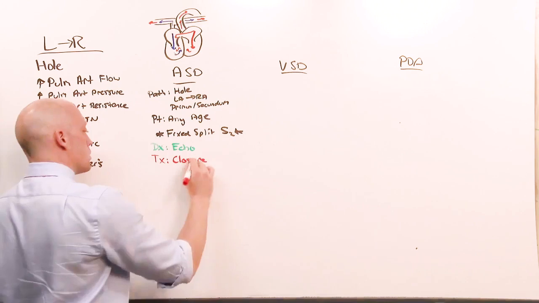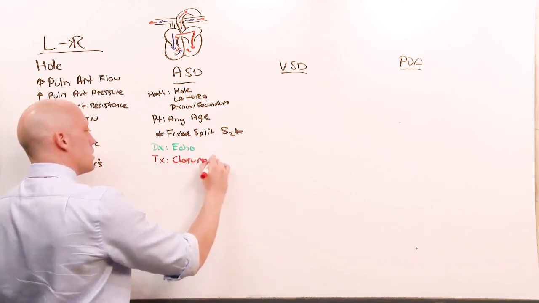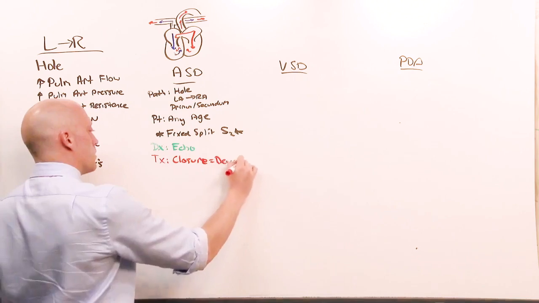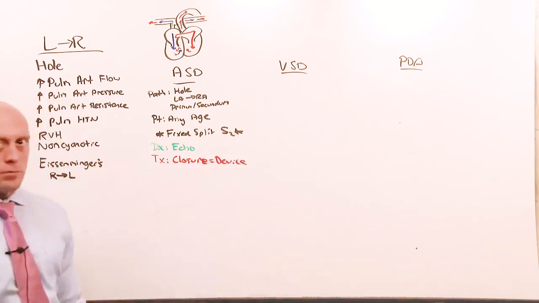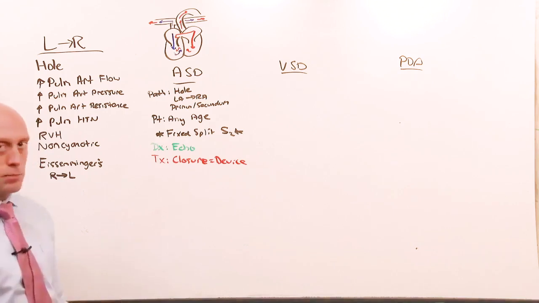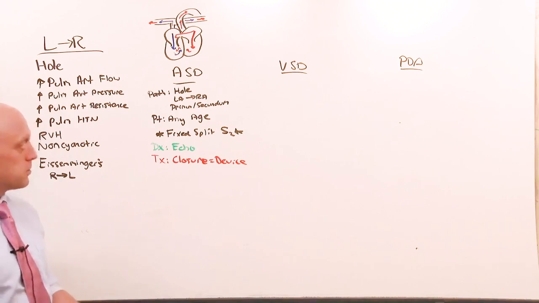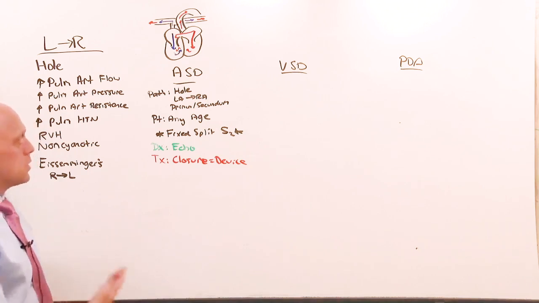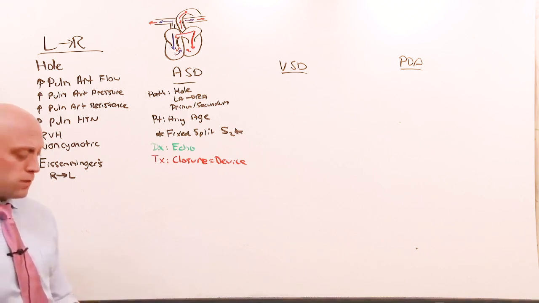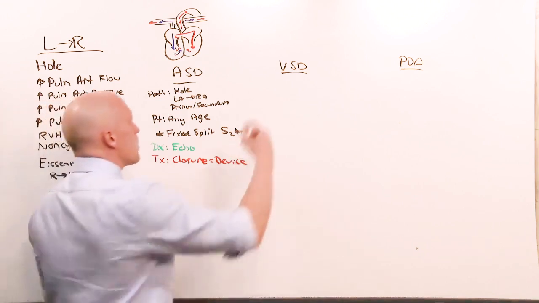Because these holes are usually small and you don't want to crack the chest, this is usually done with a device. Make sure you're able to track the red oxygenated blood and the blue deoxygenated blood for all of these drawings. Now, if you got atrial septal defect, you can pretty much deduce what ventricular septal defect is going to be.